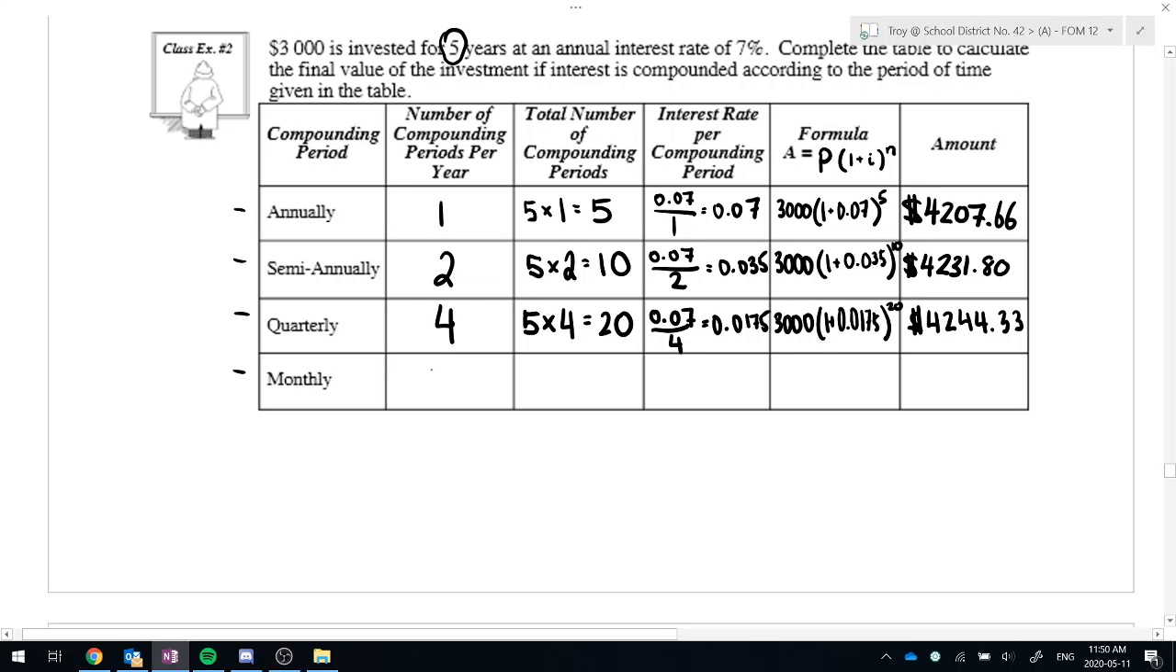Okay, and then finally, we'll deal with monthly. So that's 12 compounding periods every year, because there's 12 months in a year. So we're going to take 5 times 12, which is going to give us 60. And now we got to take our 7% divided by 12. So what does that give us? 0.07 divided by 12 gives us a really long number, 0.0058 approximately.